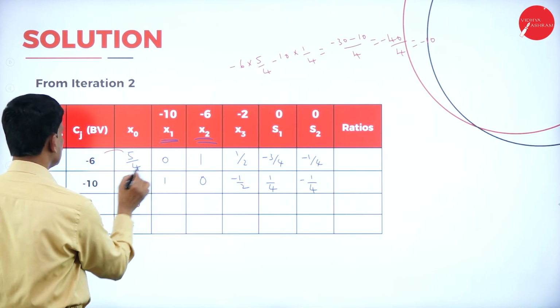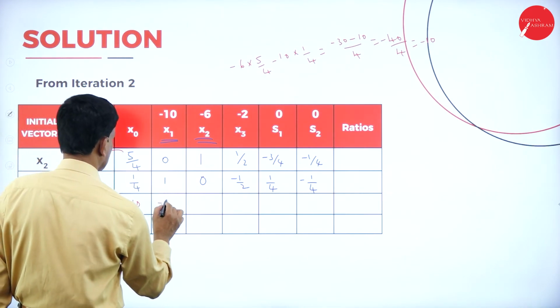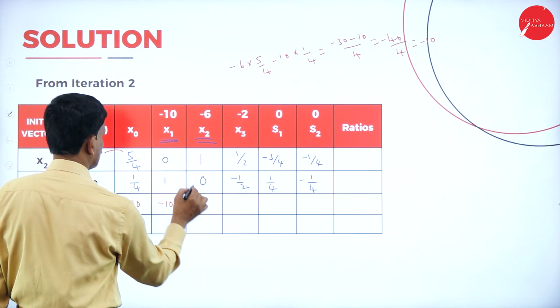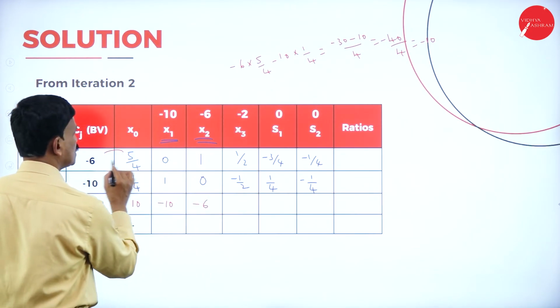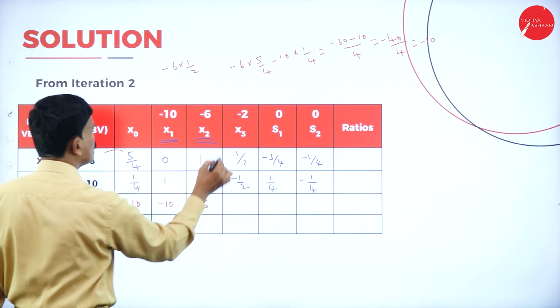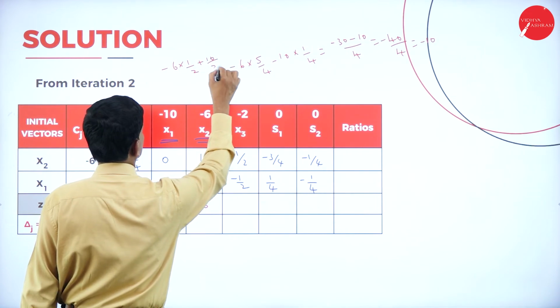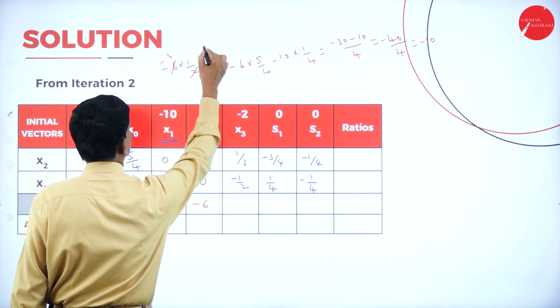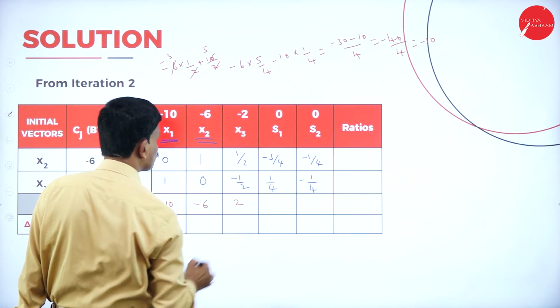Again, 0 into 6 is 0, minus 10. Again, minus 6 into 1 is minus 6. Again 0, this is minus 6. Minus 6 into 1 by 2, minus 6 into 1 by 2, minus into minus plus 10 by 2. So this is nothing but minus 3 plus 5. 5 minus 3 is 2.